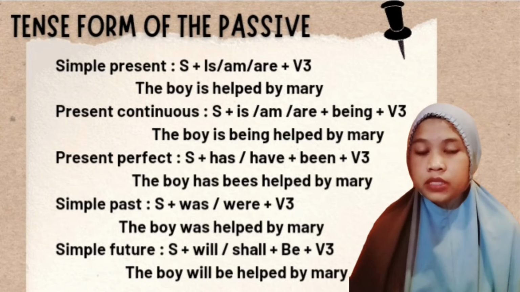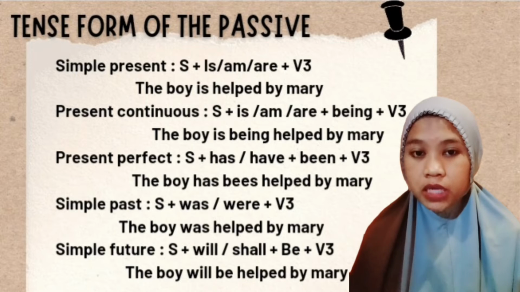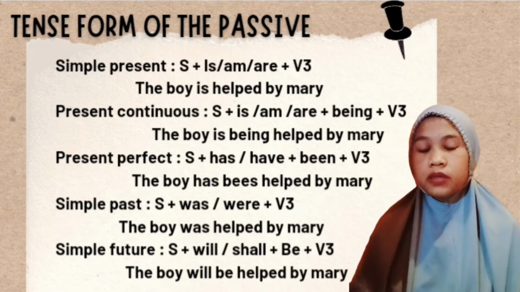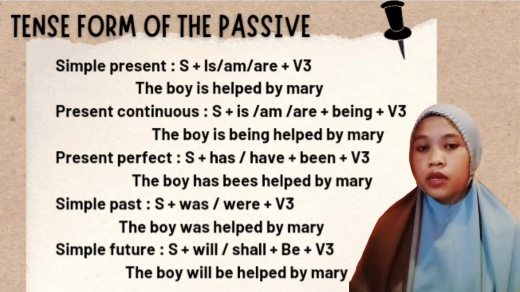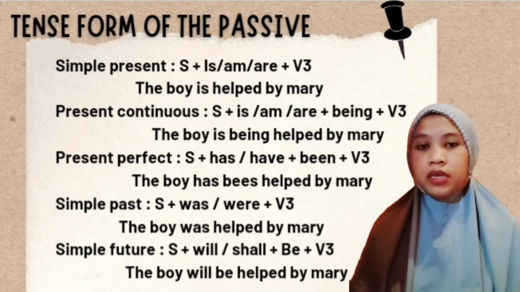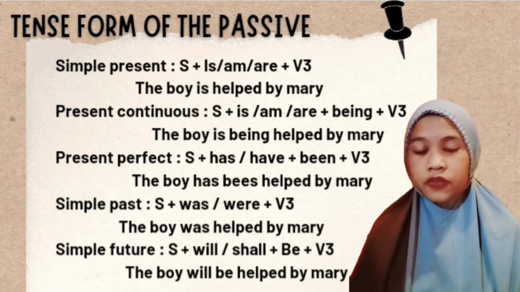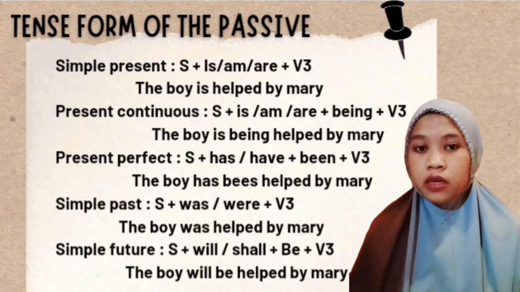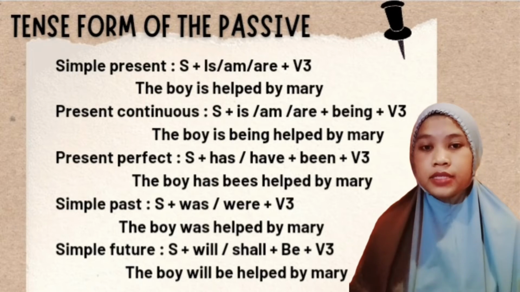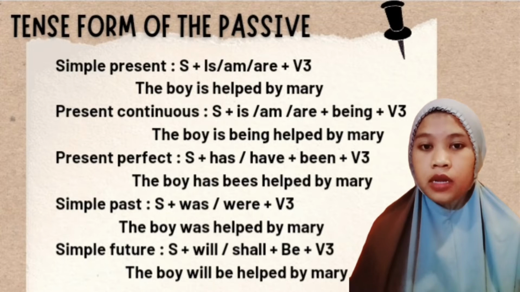And for simple past: subject plus was/were plus verb 3. Example: The boy was helped by Mary. And the last, simple future.